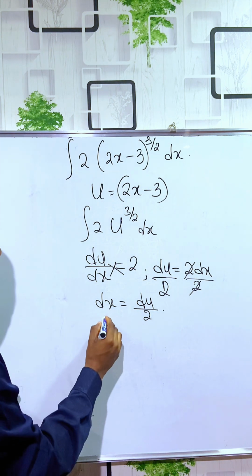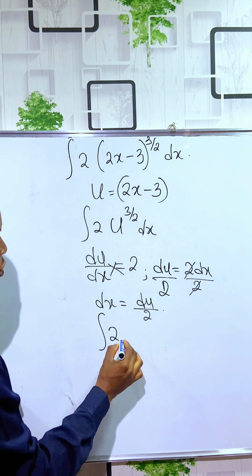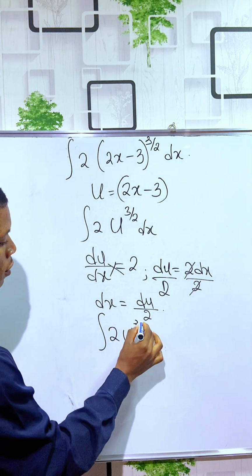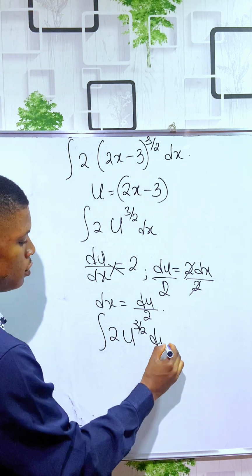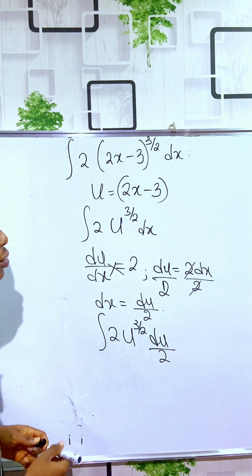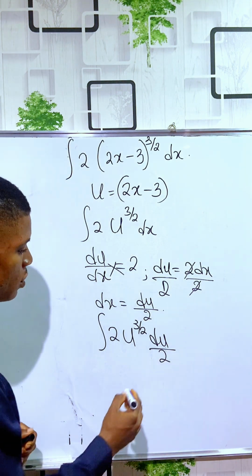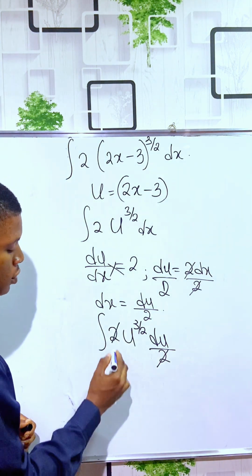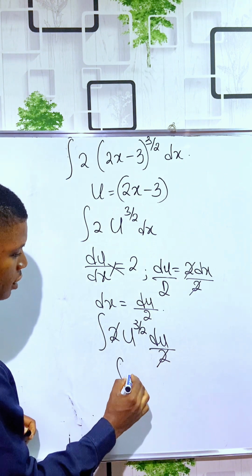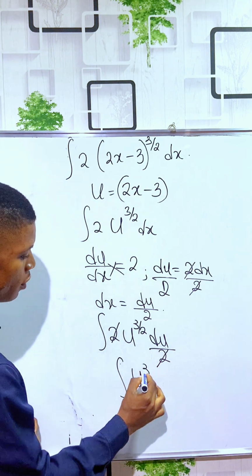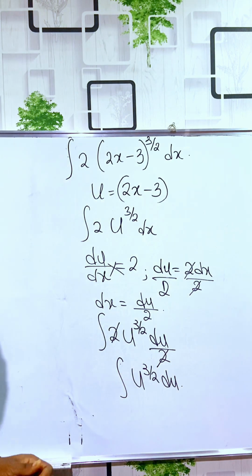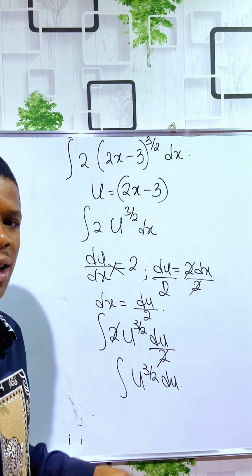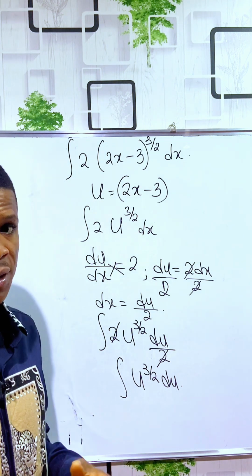So you can see that we have the integral of 2u to the power 3 over 2, then dx is what? du over 2. Since we got this, you can see we simplify. 2 will cancel 2. We are now having the integral of u to the power of 3 over 2 du. So the next step is to integrate this function. It's just the usual way of integrating now.